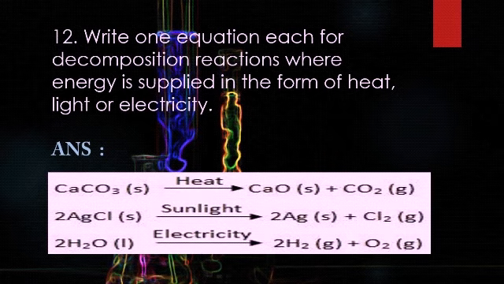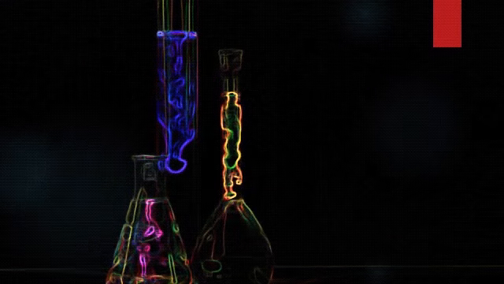CaCO3 in the presence of heat decomposes to form CaO and CO2. Then 2AgCl in the presence of sunlight forms 2Ag plus Cl2. Then 2H2O in the presence of electricity, that is electrolysis, forms 2H2 and O2. Moving on to the 13th question.